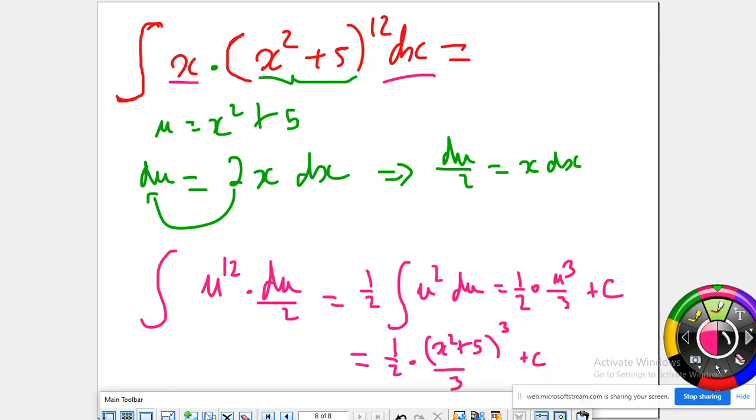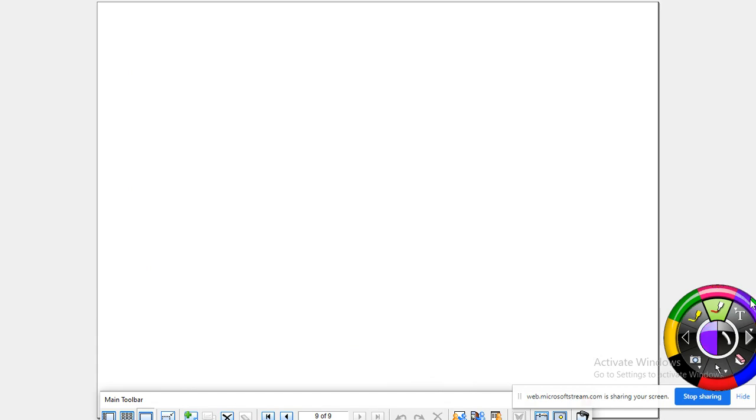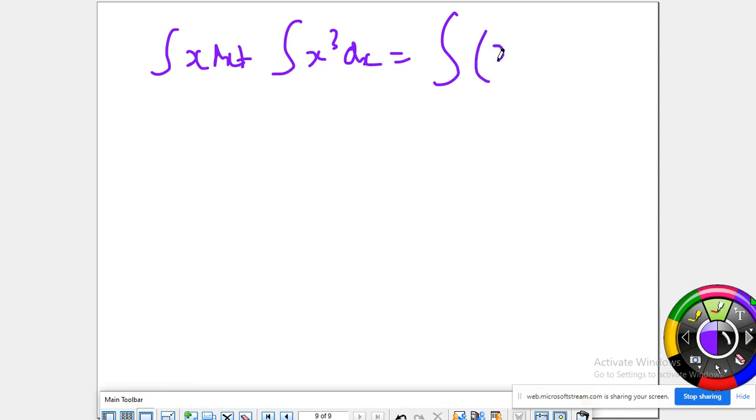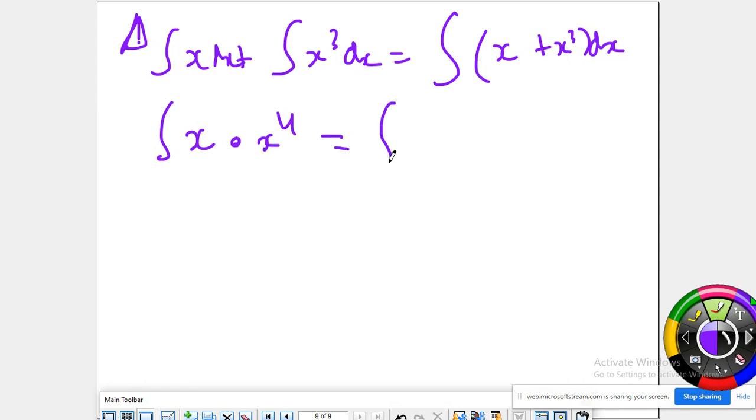It's just a small remark. It's very important, let's pay attention to this remark. If I have for example the integral of x plus the integral of x cubed, of course with dx, it's the same as the integral of x plus x cubed dx. Okay, these are remarks. But if I have the integral of x, for example, times x to the 4, it's not the same as the integral of x times the integral of x to the 4. So we cannot separate when there is multiplication. But just when there is plus or minus I can separate. But if it's multiplication I cannot.